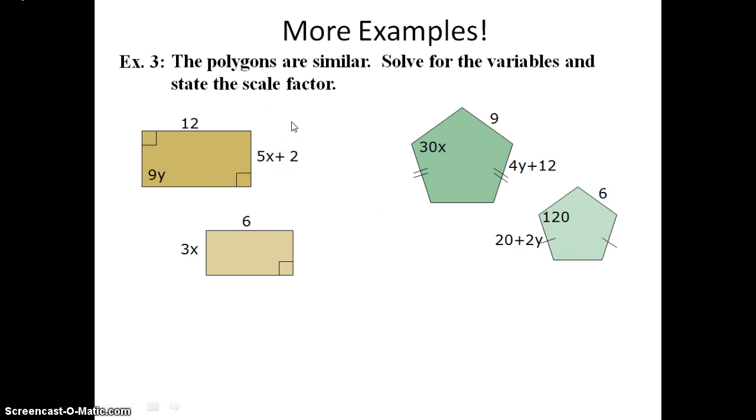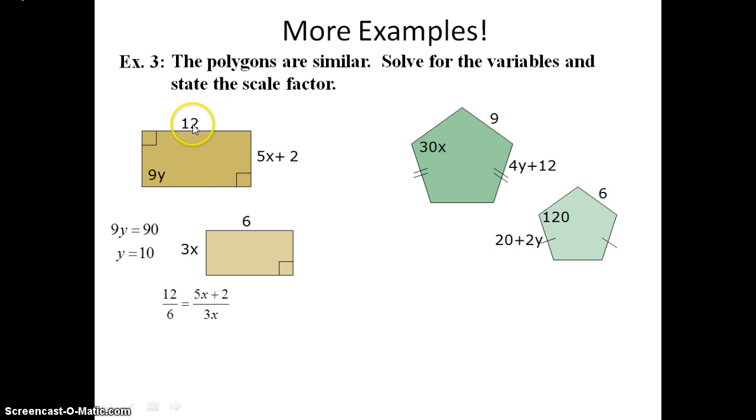Alright, in the first one, to find x, I know 12 matches up with 6, and then 5x plus 2 should match up with this side. This side's going to be 3x, because this is a rectangle, so opposite sides are congruent. So that's how we're going to find x. To find y, this is an angle. I know that all these angles have to be 90 since this is a rectangle. So we have 9y is equal to 90, and you'll get y is equal to 10.